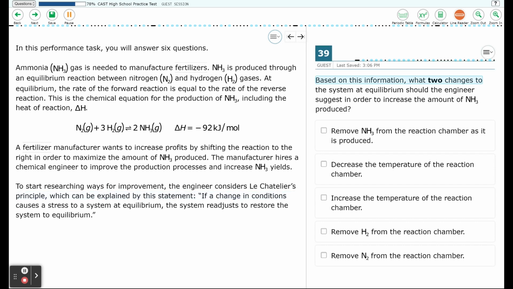Question 39. Based on this information, what 2 changes to the system at equilibrium should the engineer suggest in order to increase the amount of ammonia produced? First choice, remove NH3 from the reaction chamber as it is produced. Decrease the temperature of the reaction chamber. Increase the temperature of the reaction chamber. Remove H2 from the reaction chamber. Remove N2 from the reaction chamber. Go ahead and pause the video and select your 2 answers now.